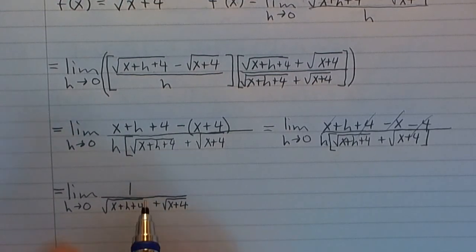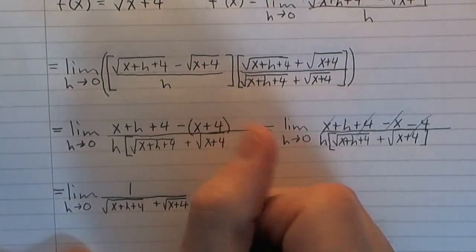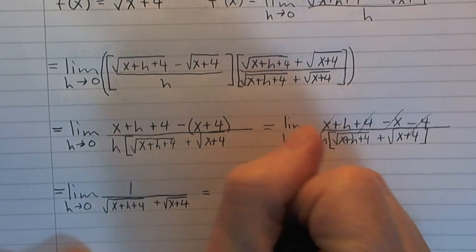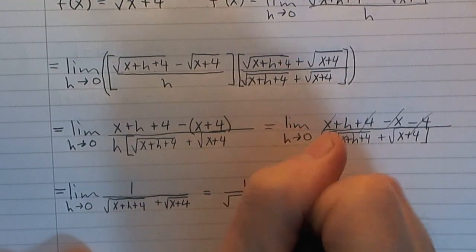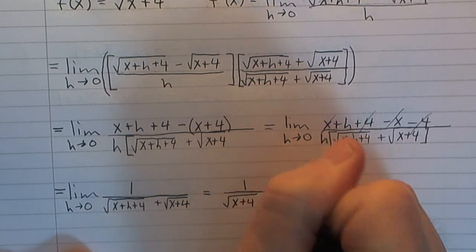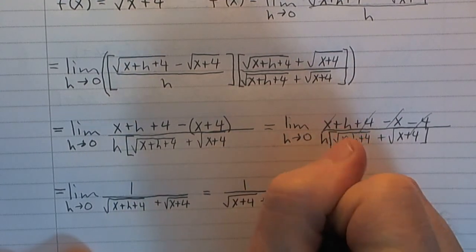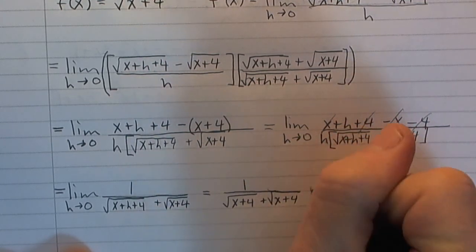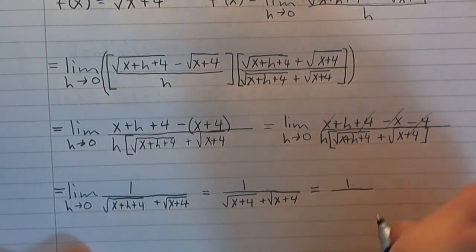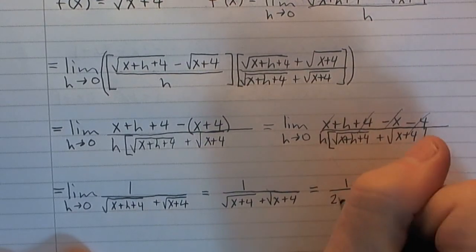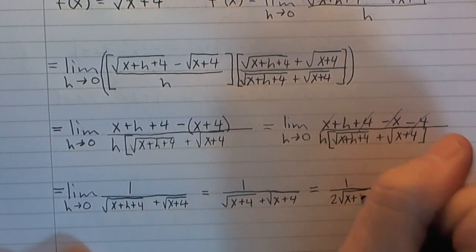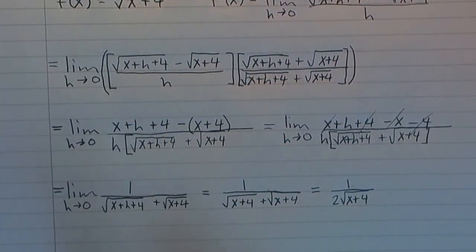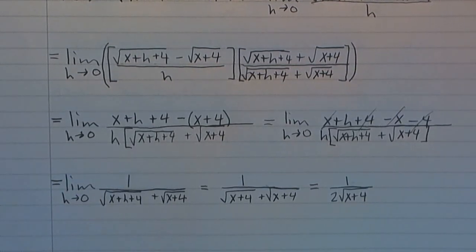Now I'm ready to evaluate it. If I replace h with 0, what I get is 1 over the square root of x plus 4 plus the square root of x plus 4. And there's a couple of those, so I just write 1 over 2 square root of x plus 4. There's your derivative. So that's the way you can use the difference quotient to get at the derivative of these things with radicals.